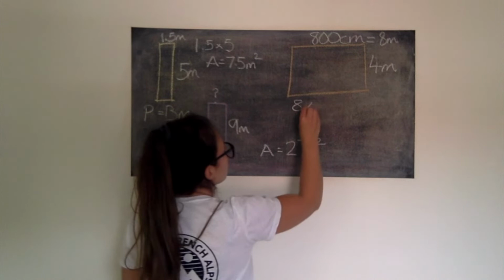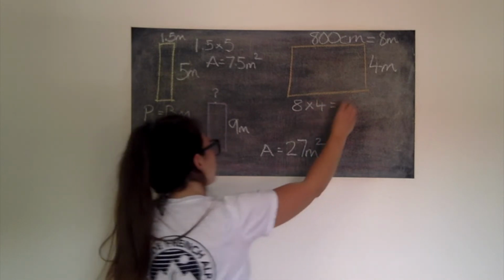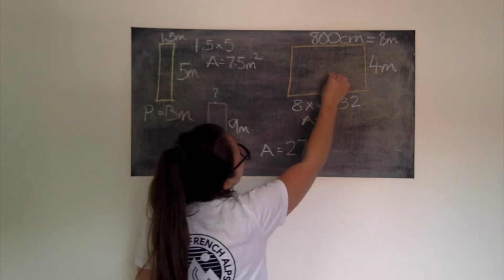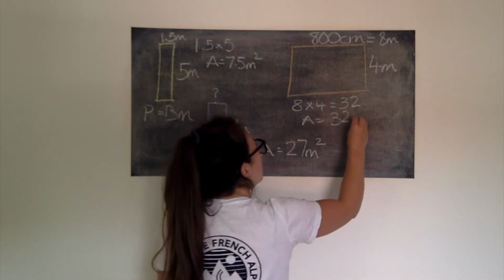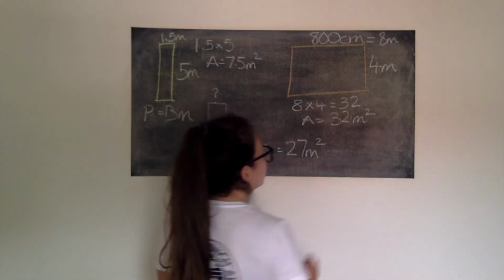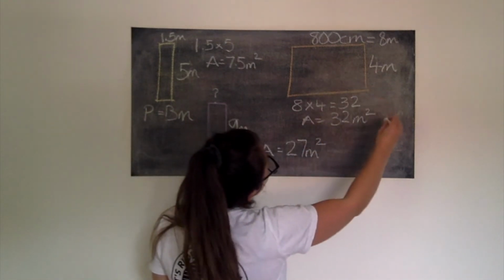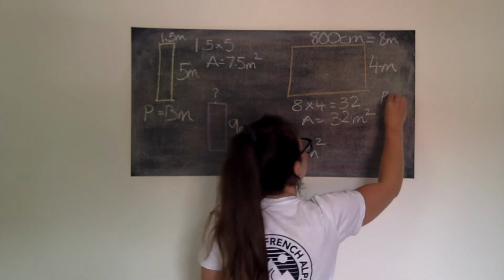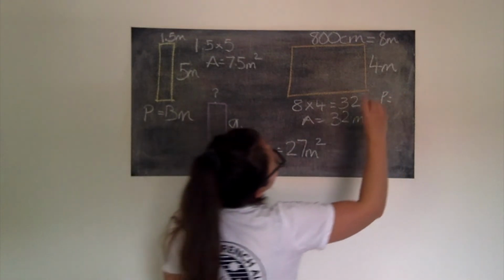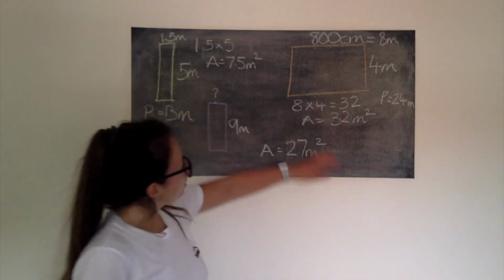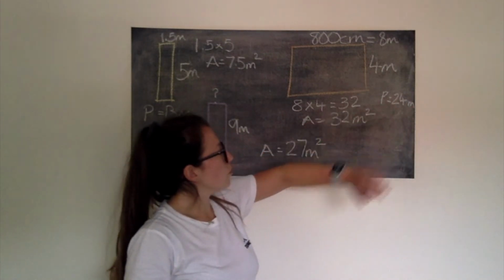So we do 8 times by 4. That gives us 32. So the area of this rectangle here is 32 metres squared. Okay? And if you want to take the perimeter, then again we're adding them together. The perimeter of this shape is 24 metres. Okay, so the area is metres squared and the perimeter just in metres.